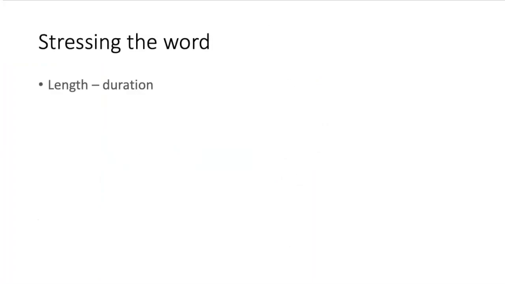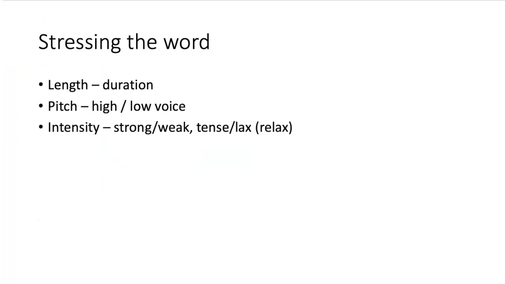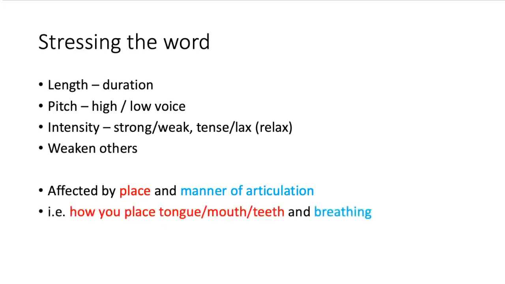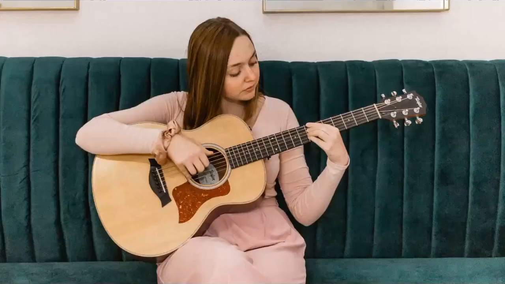So stressing the word. When we think about length, we think about voice and the pitch, and we think about the tense lax sound or the intensity. Also, we think about how to weaken the other syllables which are around it. So this is affected by place and manner of articulation. How basically do you place your tongue and mouth and teeth is the place, and the manner, I would say in simple terms, is how you breathe.